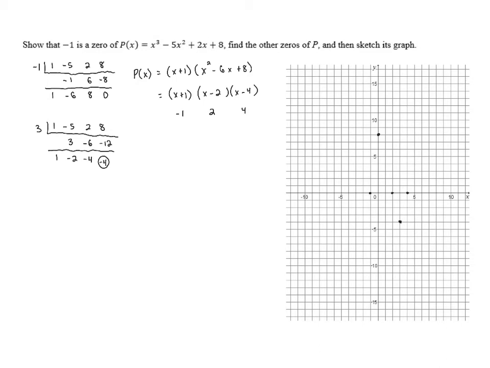And then finally, because this is a third-degree polynomial with a positive leading coefficient, we know that we're going to be moving up when we go to the right and down to the left for our end behavior. So we can draw a graph that goes through these points and has the proper end behavior. And our graph is going to look something like this.